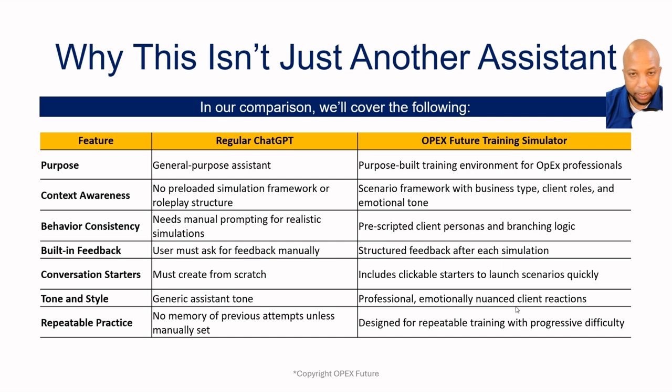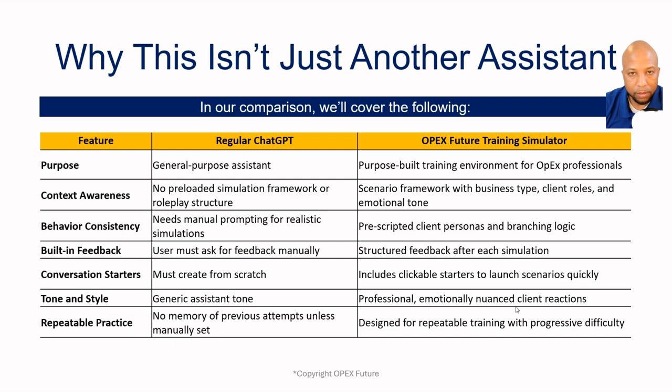As far as the built-in feedback, with regular ChatGPT, users must ask for feedback manually on a separate prompt. With the OPEX Training Simulator, structured feedback is built in after each simulation. As you saw in the demo that I provided, it gave me structured feedback directly after the simulation, ranking me on specific areas of performance. When it comes to conversation starters, ChatGPT must create it all from scratch. On the other hand, the OPEX Future Training Simulator includes clickable starters to launch scenarios quickly, which you saw me demonstrate when I just clicked right into that starter prompt to get us started immediately.